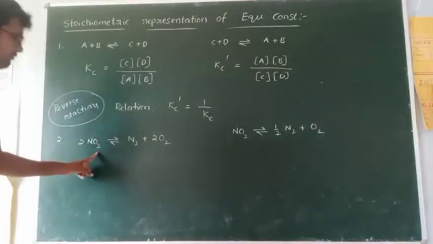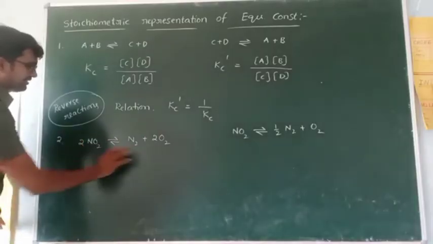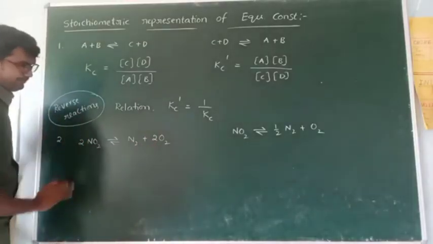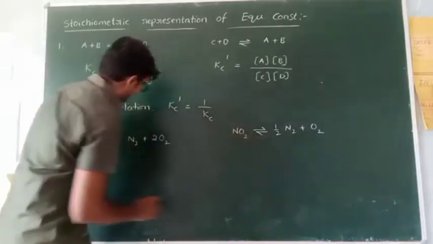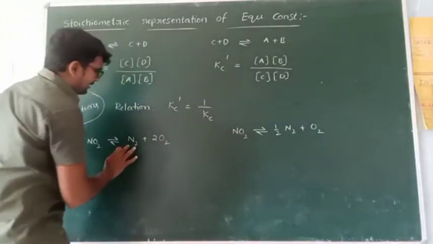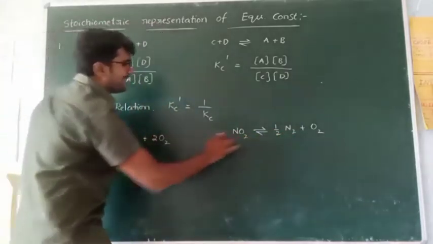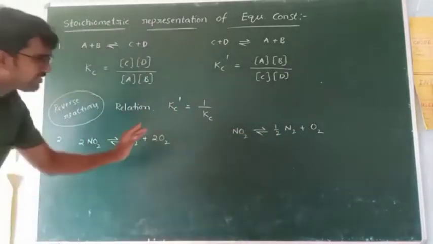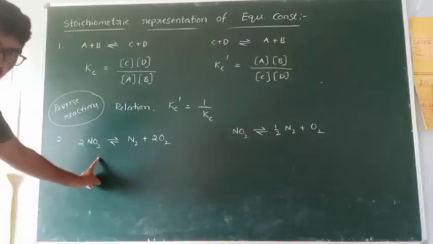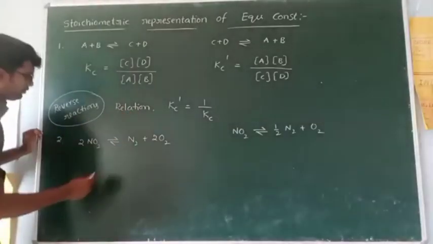In this reaction 2NO2, NO2 is there. For this reaction, divide both sides by 2. Then we get this reaction. NO2 by 2 means the 2 cancels NO2. N2 by 2 means 1 by 2 N2. 2O2 by 2 means the 2 cancels O2. So what is the difference between these two reactions? This reaction is divided by 2. We got this reaction. Now write the equilibrium constant for these two reactions.